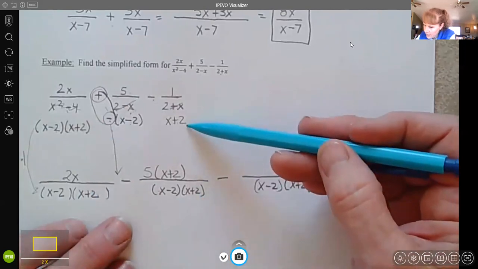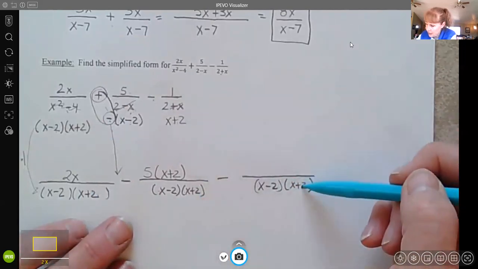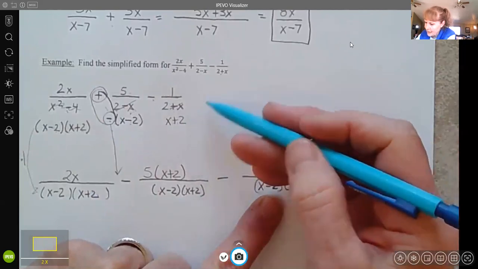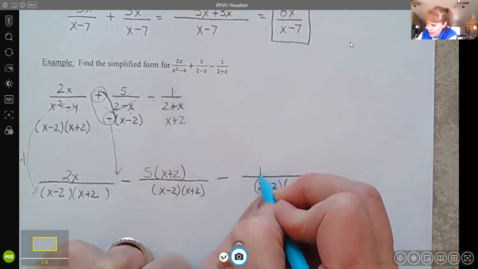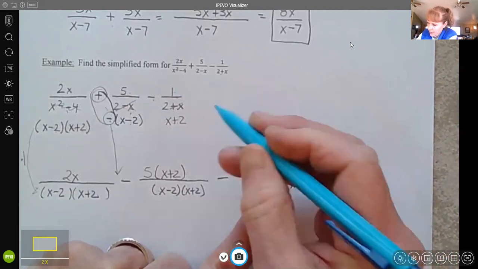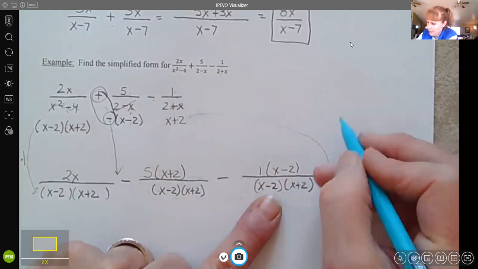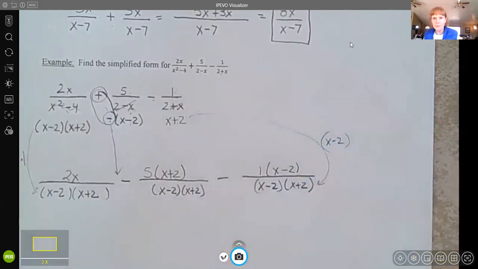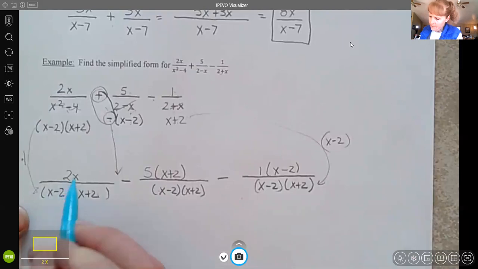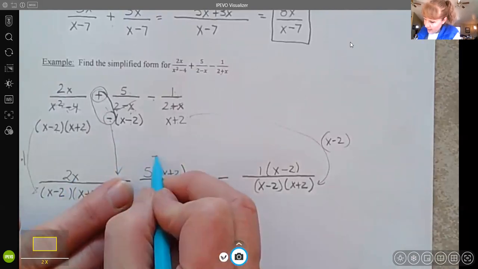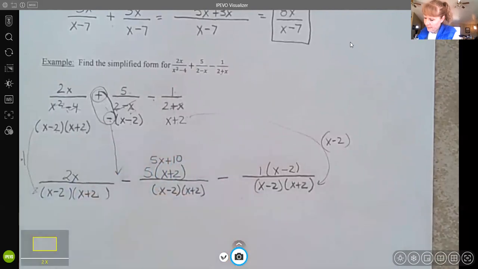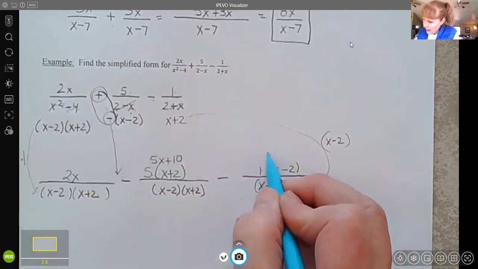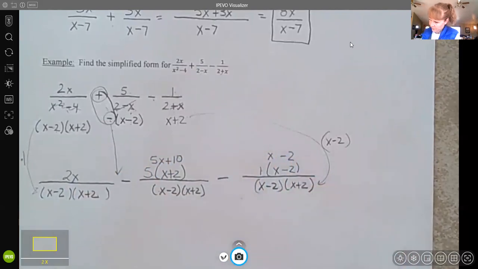Now the next one, to go from x plus 2 to here, you multiply by x minus 2. So we'll be taking 1 times x minus 2. To go from there to there, you had to multiply by x minus 2. Okay, let's simplify each of these numerators. Let's see, the 2x is 2x. Multiplying, this is 5x plus 10. And this is 1x minus 2. Okay, so I just multiplied those through.